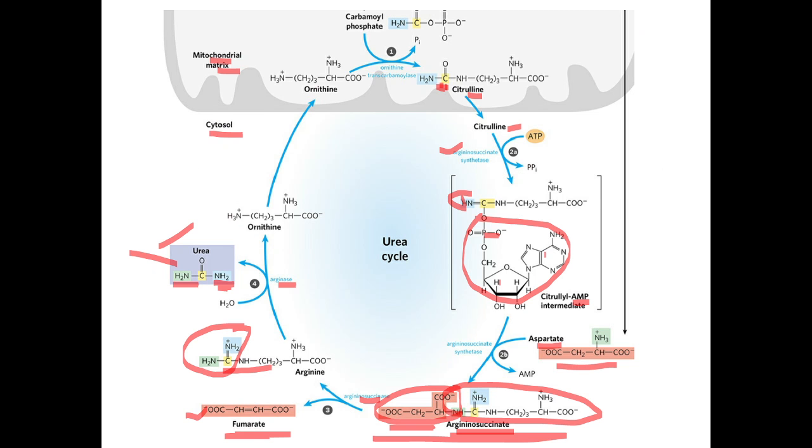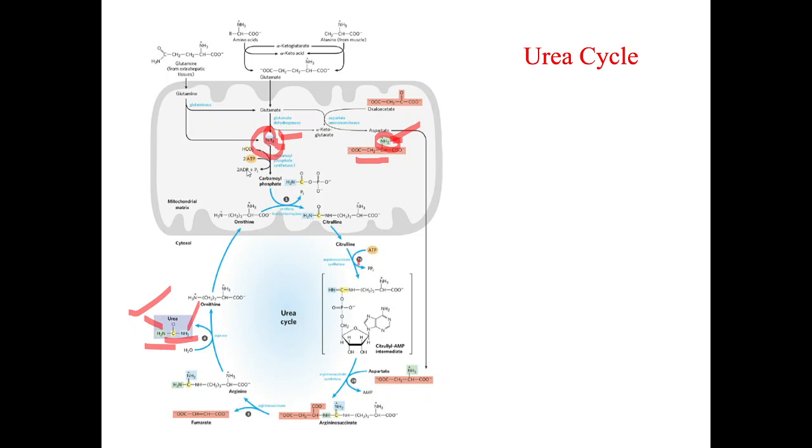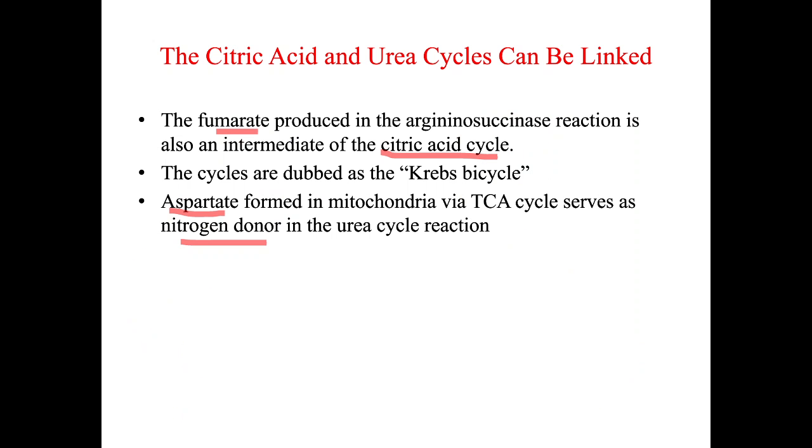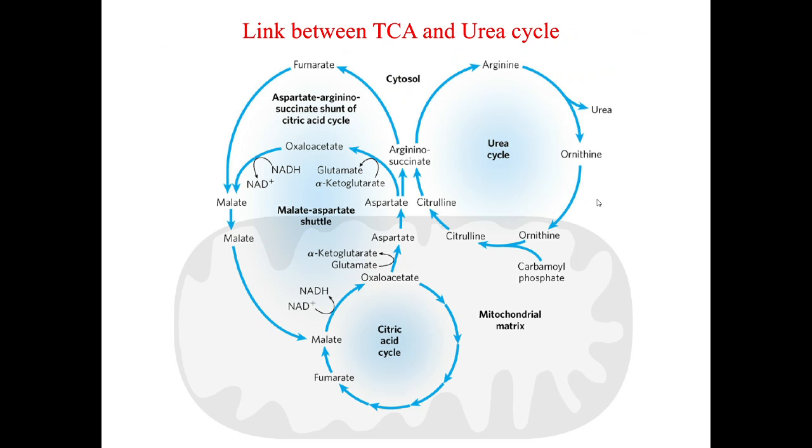Otherwise, if you don't have this fumarate as an intermediate, how much energy cost is involved? If you see here, two ATP is involved, one ATP is involved here, and again one ATP is involved here. So a total of four ATP expenditure will be involved. If you have this connection, we can have some energy saving. We can generate 2.5 ATP during this process, right?